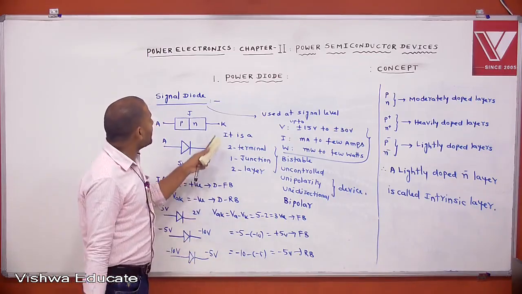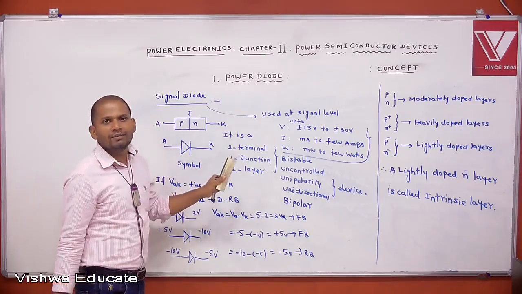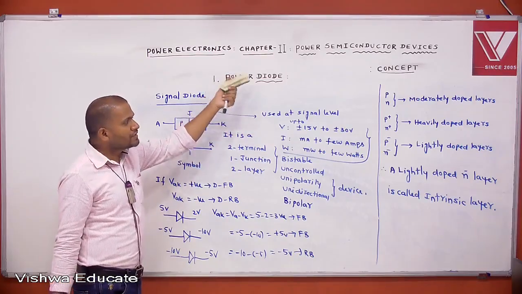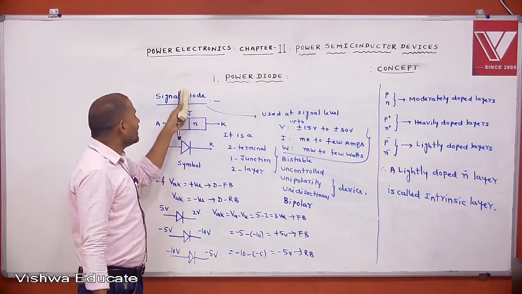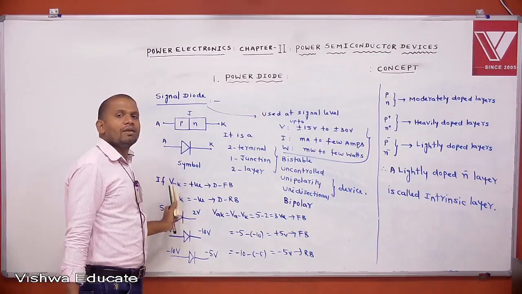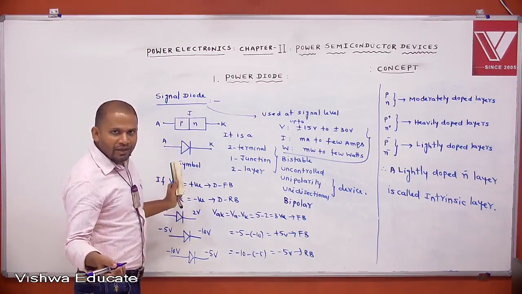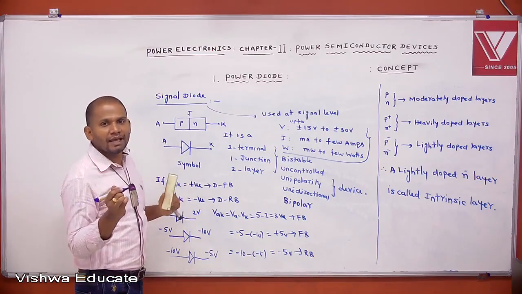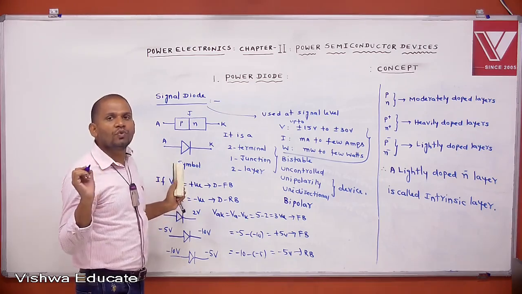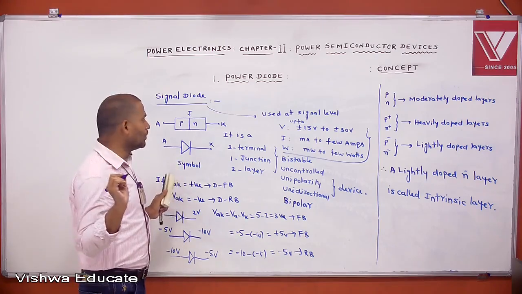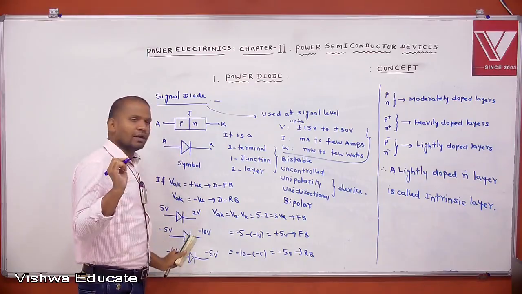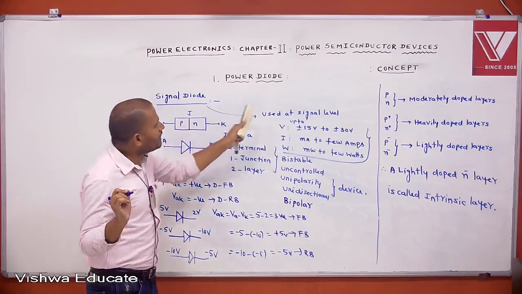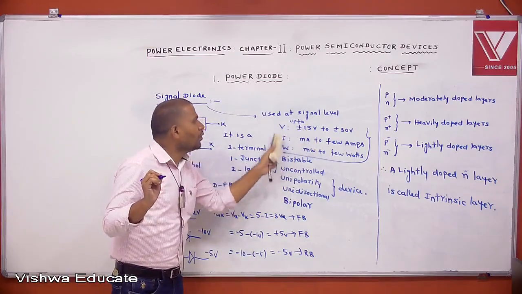This is some introduction to the concept of power semiconductor devices, which devices are used as semiconductors, and what exactly a signal diode is. Once we form the extrinsic semiconductor, then by adding the P and N layers, you get one useful device, that is nothing but a diode, a PN junction diode.